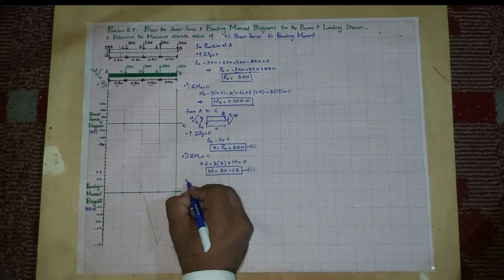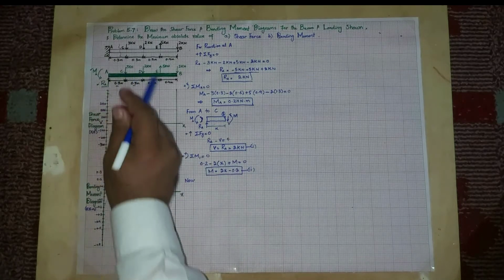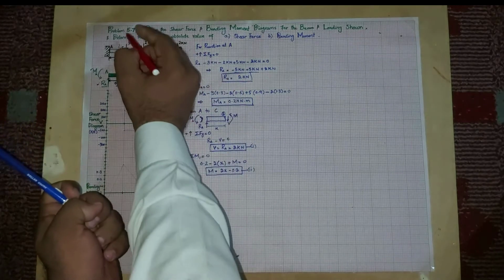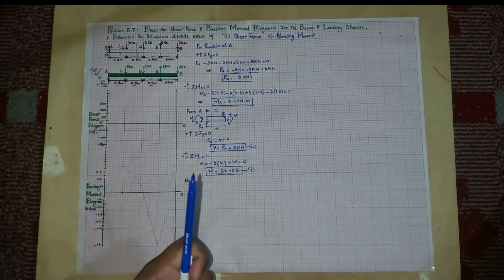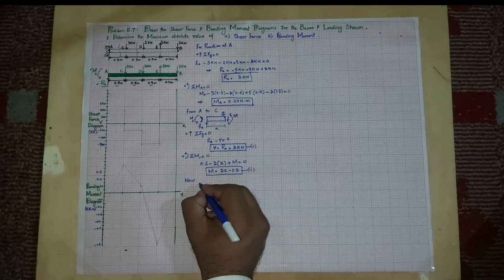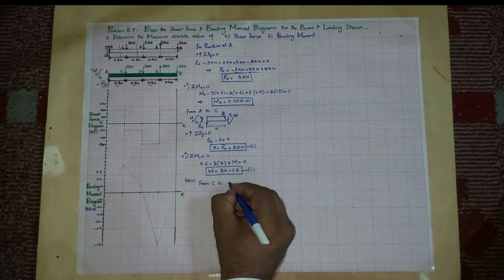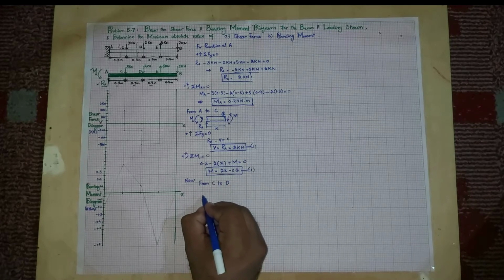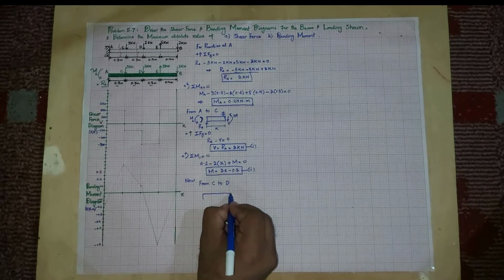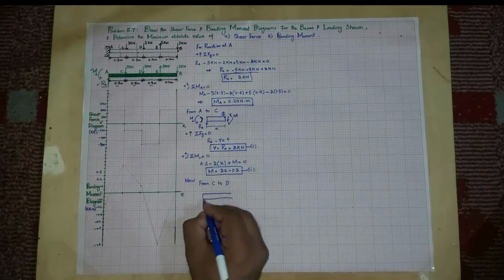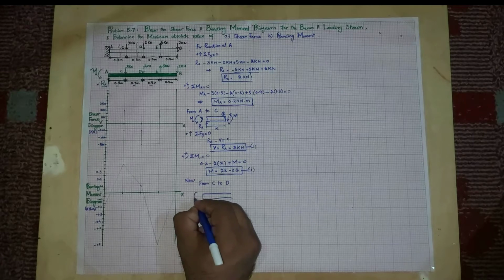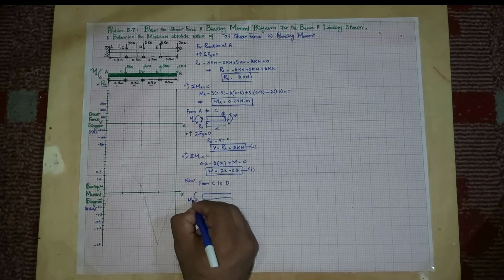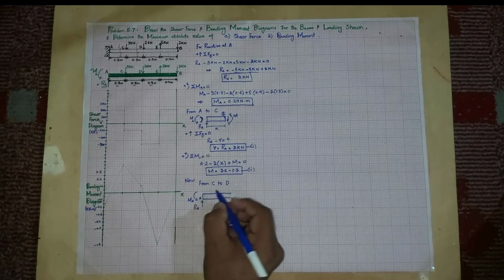Now we will move from section C to D. Now we will cut the beam over here. Clear? So from C to D, I will draw the beam like that. Here it is RA. There is a counterclockwise moment at point A. This is point A. Clear?